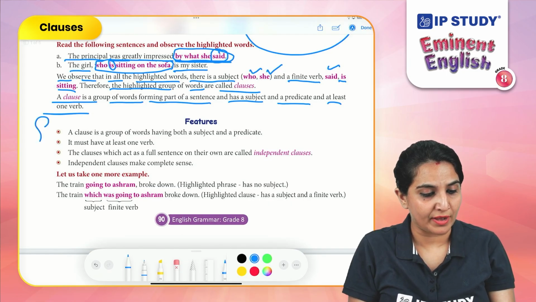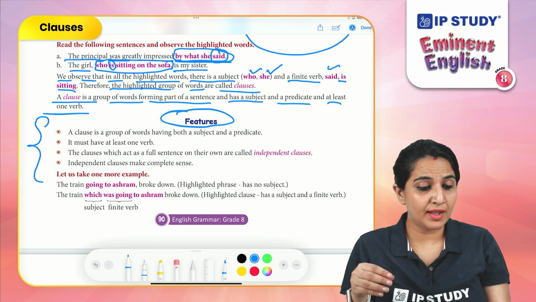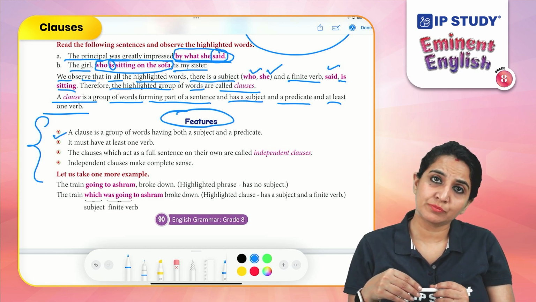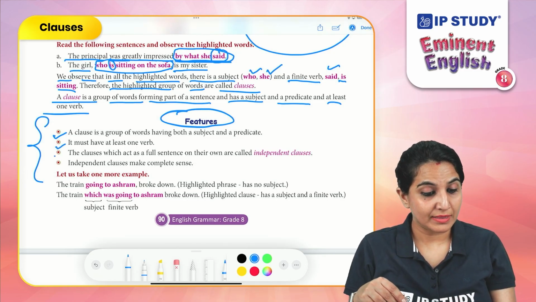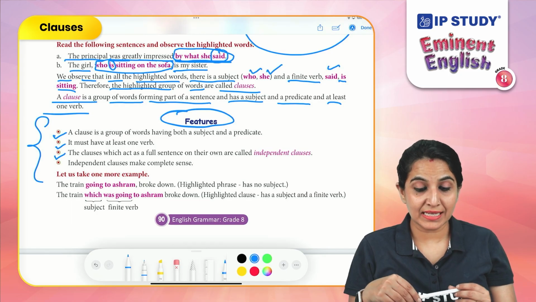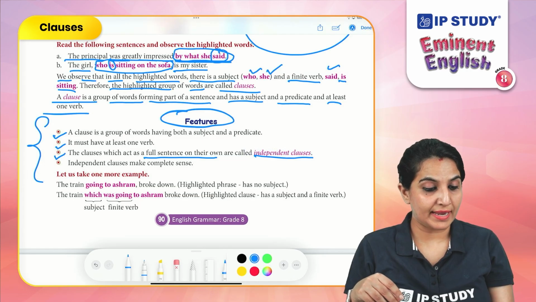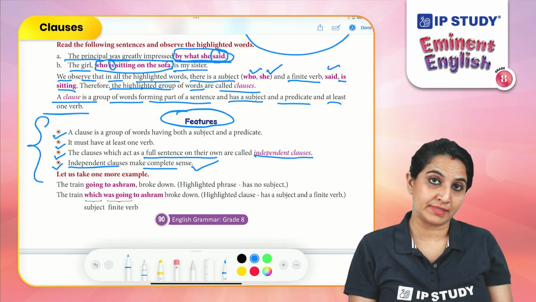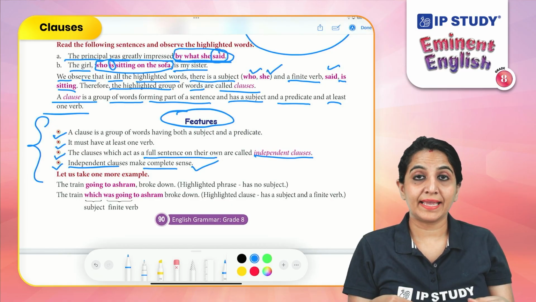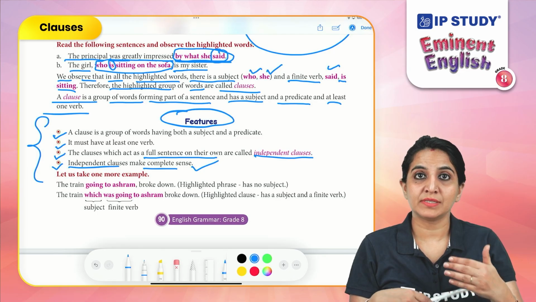So, how do you identify, or what are the key features of a clause? A clause is a group of words having both a subject and a predicate. It must have at least one verb. The clauses which act as a full sentence on their own are called independent clauses. Independent clauses make complete sense. So, clauses are a part of the sentence, but they are meaningful and they have their own parts, just like a sentence within themselves.